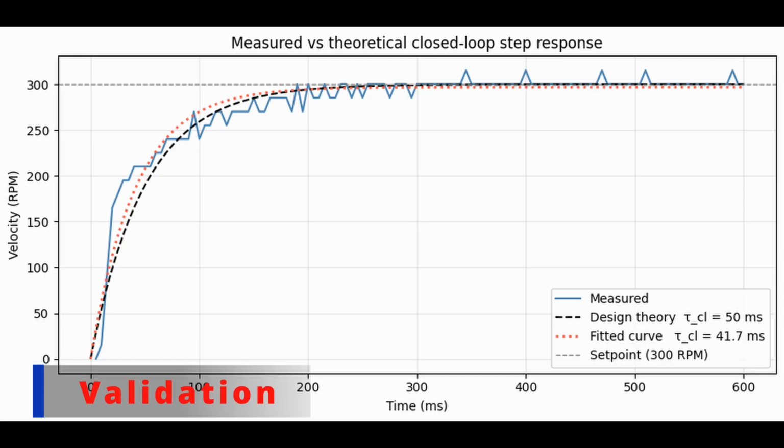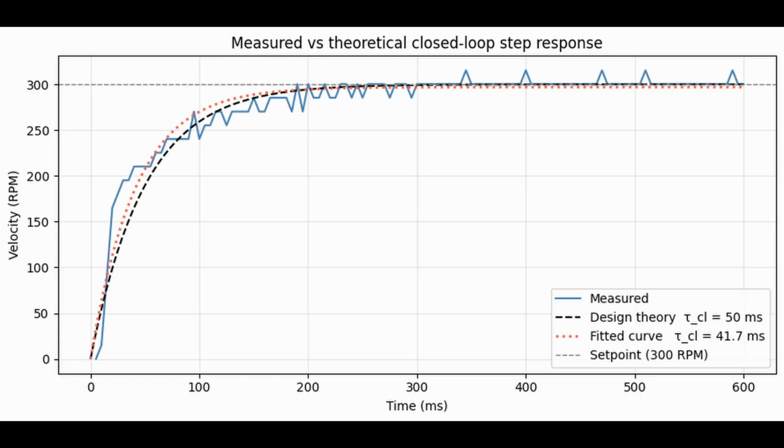To validate our controller, we perform 2 experiments. A step response to check the design, and a disturbance rejection to show why the integral term matters. To assess the step response, the motor starts from rest. The set point then jumps to 300 RPM.